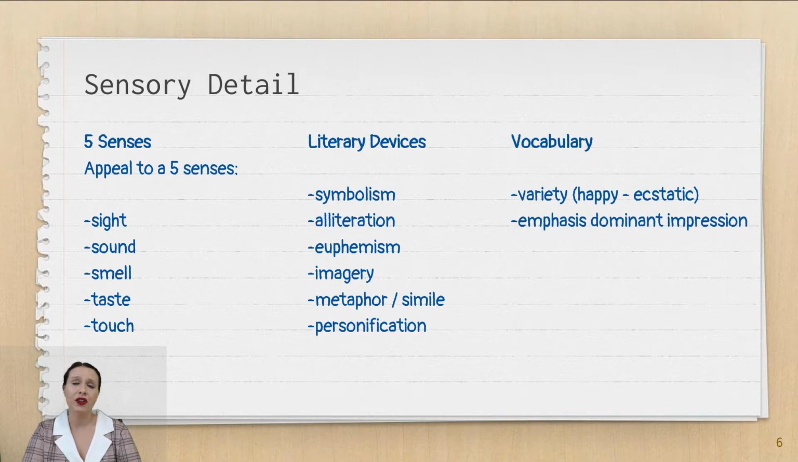Also then moving on to vocabulary, try to use a variety of vocabulary and try not to use very basic vocabulary words. For example, instead of saying I'm very happy, you can change it up to say something like I am ecstatic. The vocabulary can also reinforce or emphasize your dominant impression.